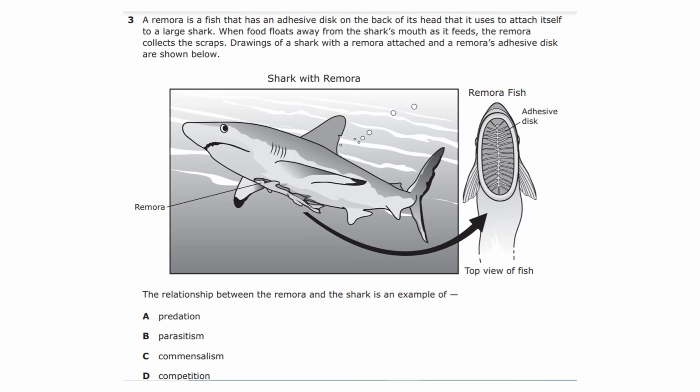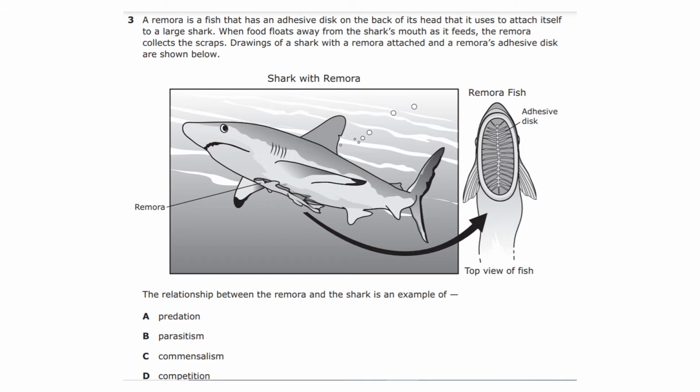This is asking you about different relationships that we see in nature. The first one says predation. That would not be correct because there's no predator involved here. We've got two organisms that are coexisting, and we've got to figure out what the relationship is. Parasitism: the remora doesn't take anything away from the shark, so it's not a parasite. So that would not be correct.